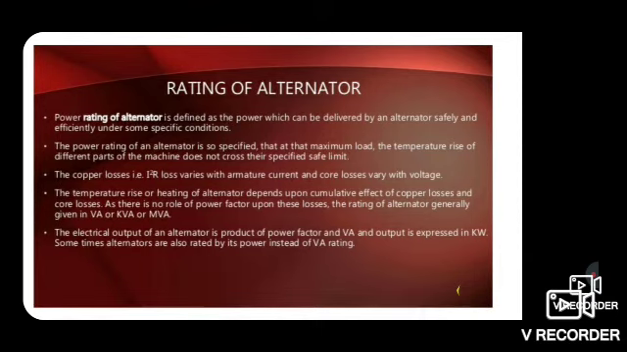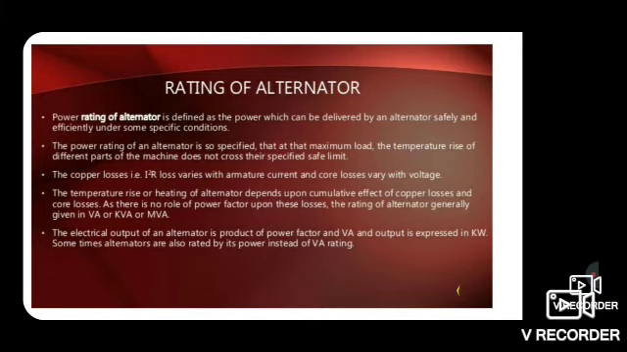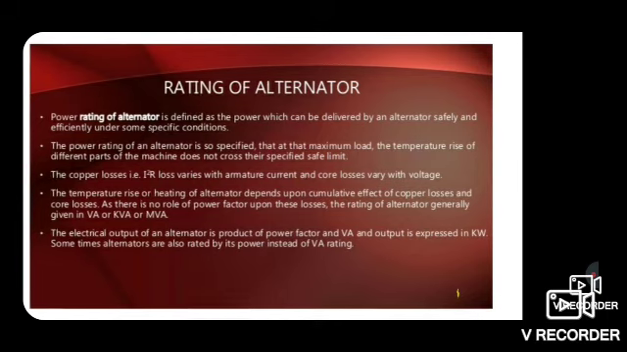The copper losses, that is the I squared R loss, vary with armature current and core losses vary with voltage. The temperature rise or heating of alternator depends upon cumulative effects of copper loss and core loss. As there is no role of power factor upon these losses, the rating of alternator is generally in VA or kVA or MVA. For low power machine VA, and for high power machine it may be kVA or MVA.